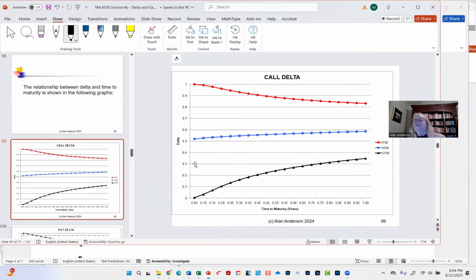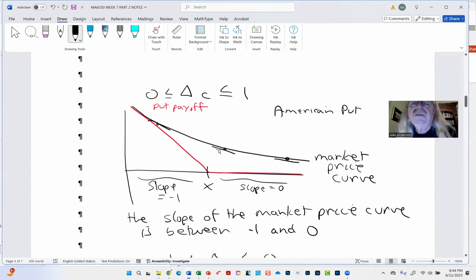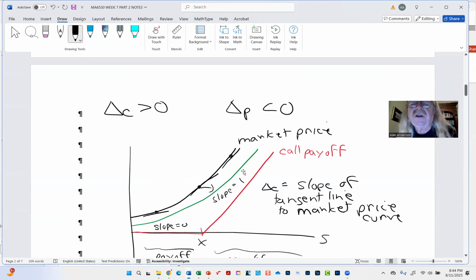By the way, what this refers to is what happens over time. Remember, before I said that as time elapses, the market price curve is moving towards the payoffs, and that will affect the Greeks as well. So as time elapses, as we get closer to the maturity date, all of the deltas, no matter where we are in this curve, will also change.